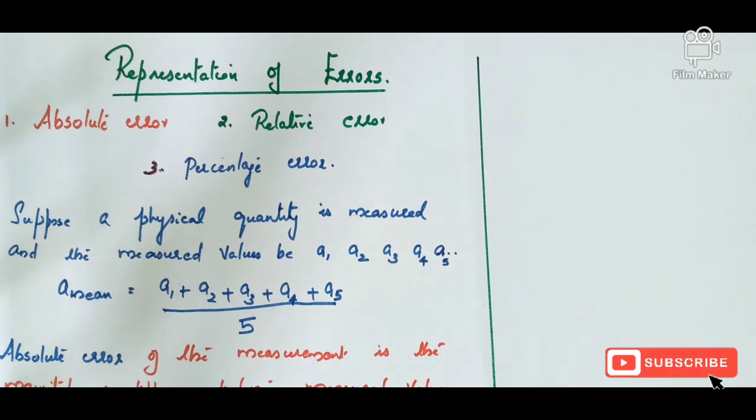Let the physical quantity measured values be A1, A2, A3, A4 and A5. Let 5 observations be taken, and hence these observations are A1, A2, A3, A4 and A5. First we have to take the mean value. A mean equals the sum of all the observations divided by the number of observations. Since we have taken 5 observations, therefore divided by 5.